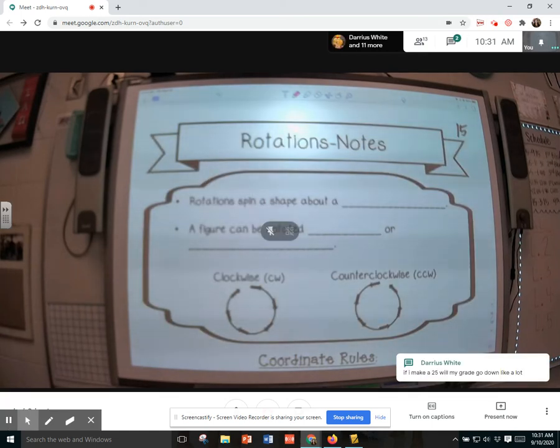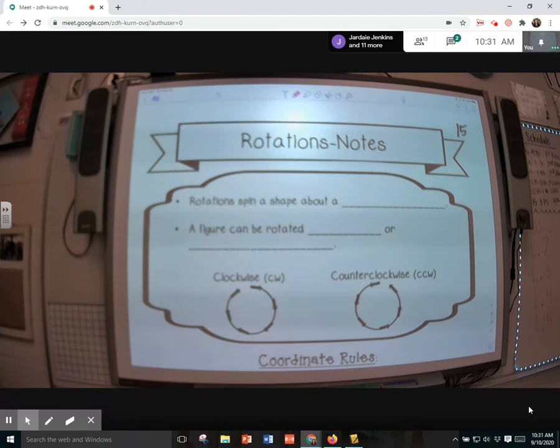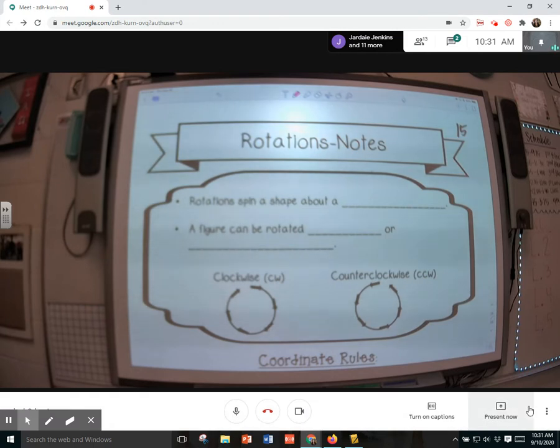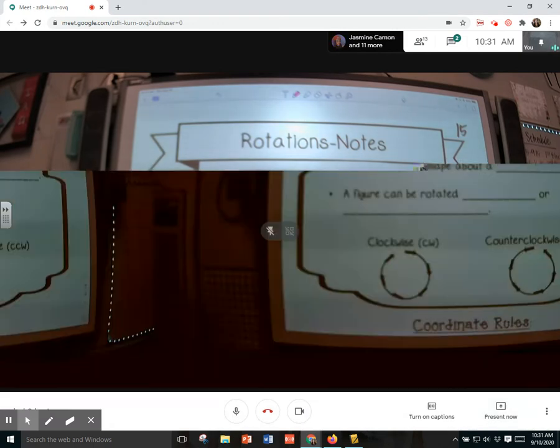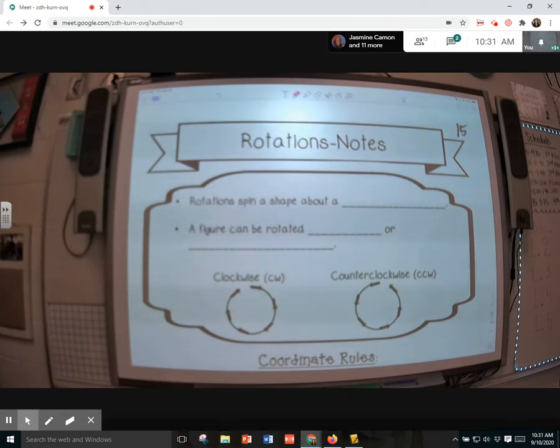Okay. So today what we're talking about is rotations. We've talked about translations, which are slides in the coordinate plane. We've talked about reflections that are flips in the coordinate plane. Now we're going to talk about rotations, which are spins in the coordinate plane.